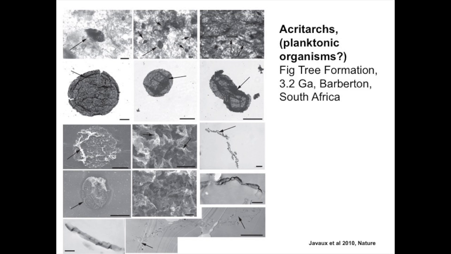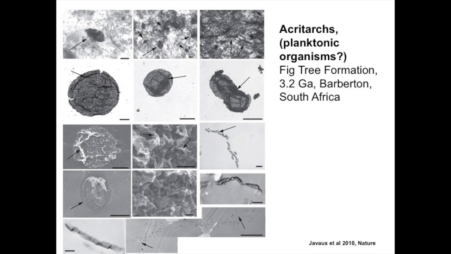Also, in rocks that are slightly younger than the ones that I'm showing you, 3.2 billion years old from Barberton in the Fig Tree Formation, Emmanuel Javot's done some very nice work on flattened organic cellular-like features found in very fine-grained volcanic sediments. Again, what are they? We don't know. Possibly floating phototrophic cells, because these are large. They can be up to 200 microns in size. They're very, very big. So there seems to be a diversity of phototrophs already in these very ancient rocks.